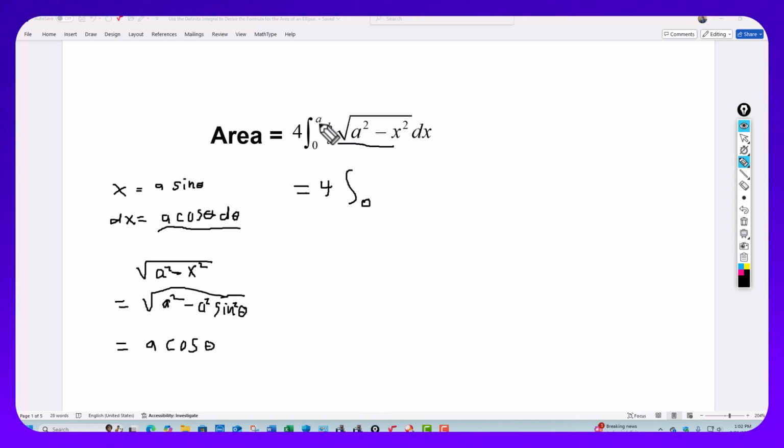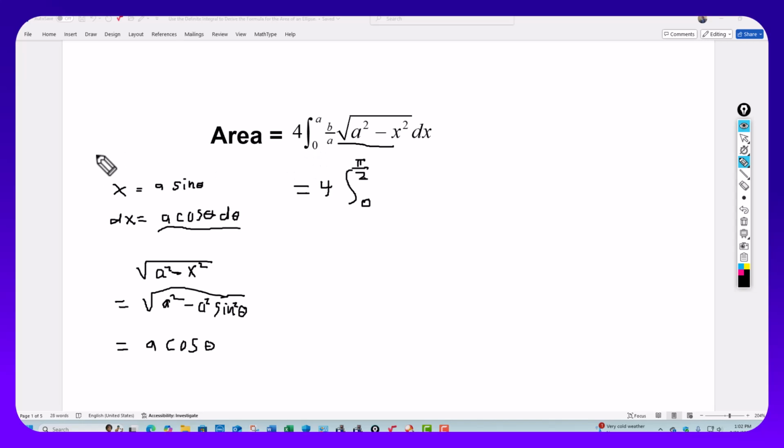Now, what happens at a? If x is equal to a, we get a sine theta equal a. The a's divide out, and we get sine theta equal to 1. What angle has a sine of 1? And of course, here we're looking at radians. That would be 90 degrees, but in radians, that would be pi over 2. There we have it. So those are going to be our new limits.